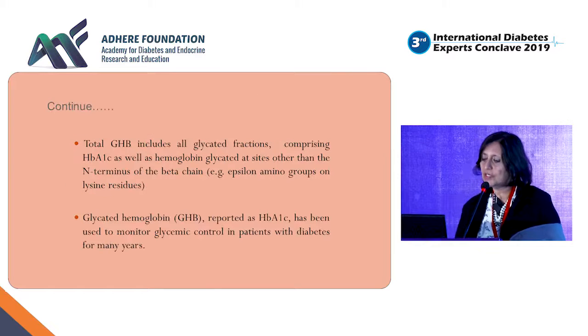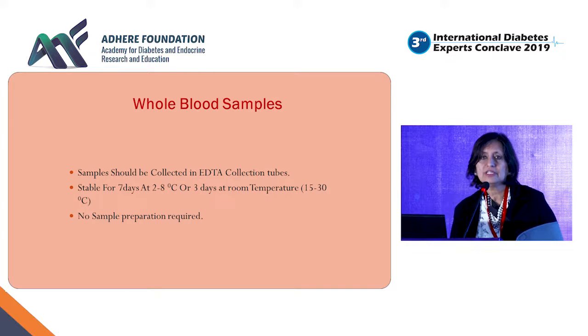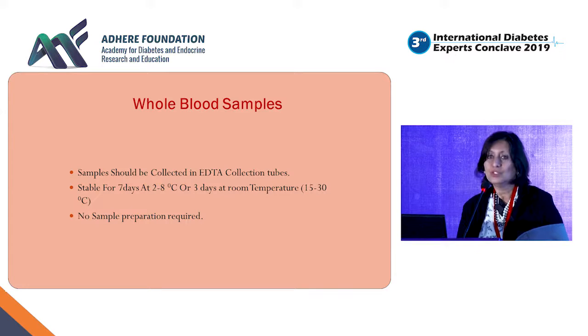Now, total GHB includes all the glycated fractions comprising A1C as well as hemoglobin glycated at sites other than the N-terminus of beta chain. And it is reported as HbA1c. It has been used to monitor glycemic control in patients with diabetes for several years. Sample requirement is an EDTA sample, which is stable for 7 days at 2 to 8 degrees or 3 days at room temperature, and no sample preparation is required from patients.